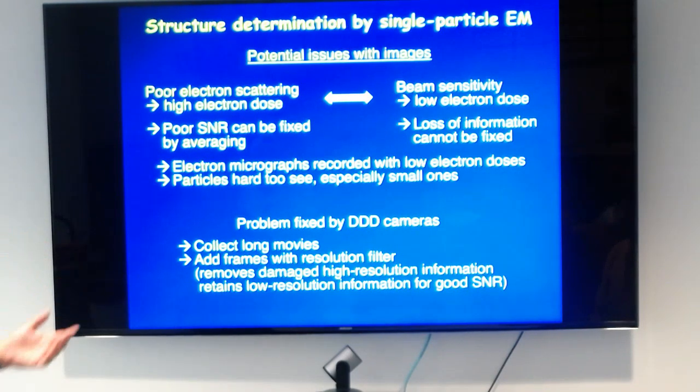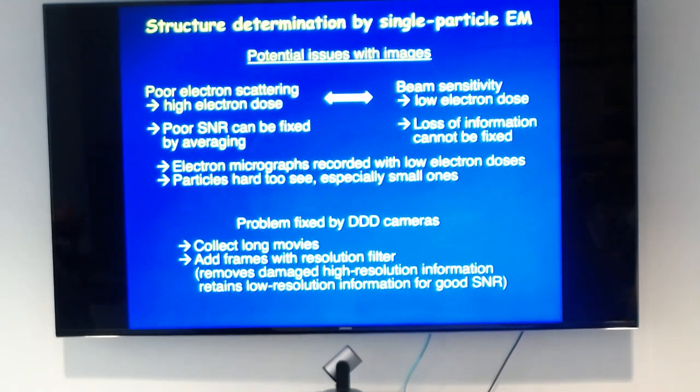So with movies, obviously, you can now align the individual frames and computationally correct the movement and then average together the frames. And so you have much better images. You can basically get rid of the blurring of the images. In addition, you can now take much larger movies, and what you do is resolution filtering. At the beginning you take all the information, and as you continue in time and you get more and more beam damage, you just take less and less of the resolution in the later frames.